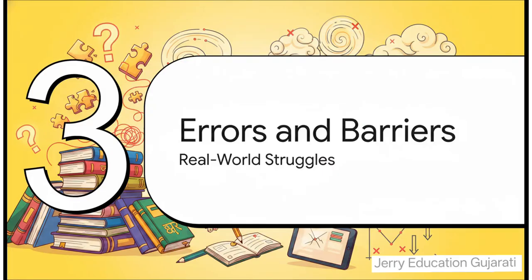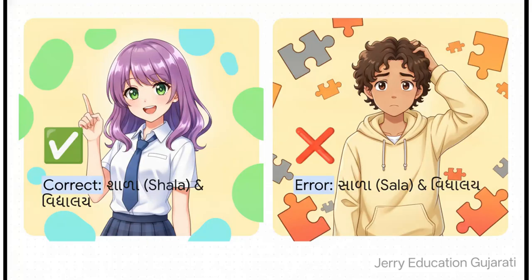Section 3. Common Errors and Barriers. Okay, so let's look at what these struggles actually look like in the real world. Because of mother tongue influence, a student might mispronounce the word for school, saying sala instead of the correct phonetic shala. Or check out spelling errors like writing vidyalai with the incorrect character. These are classic, everyday examples of phonetic and spelling interference that you'll need to catch.